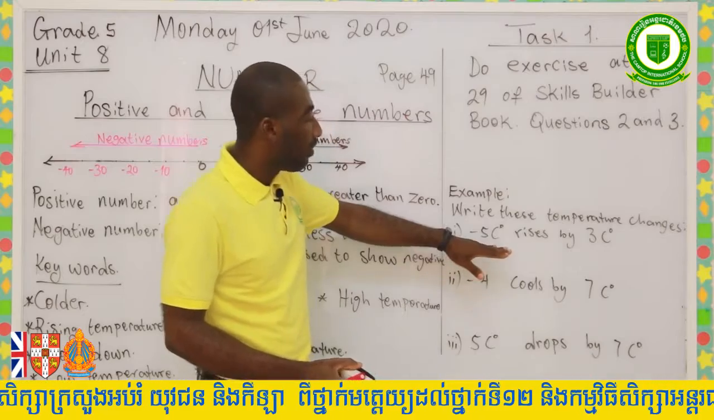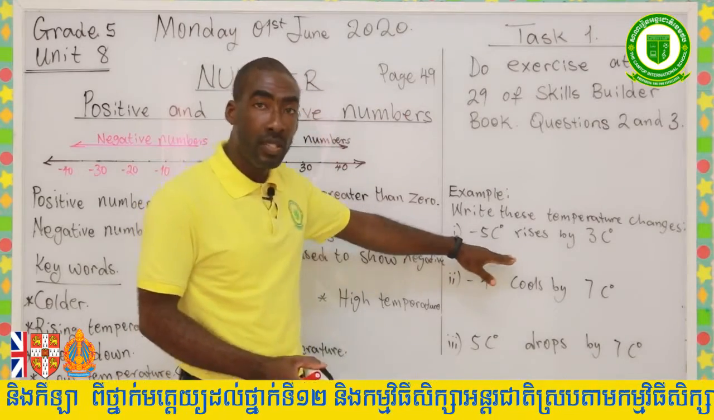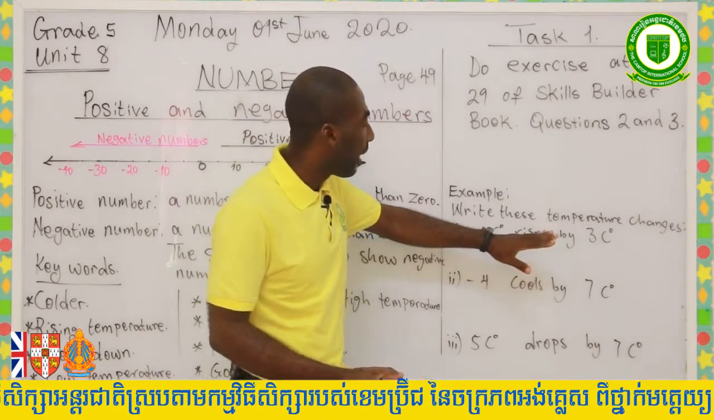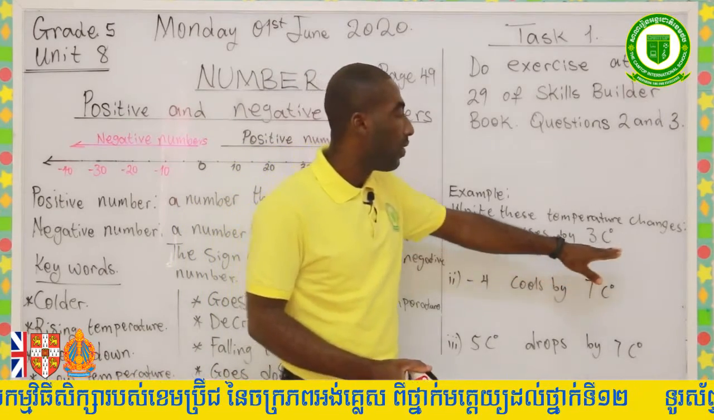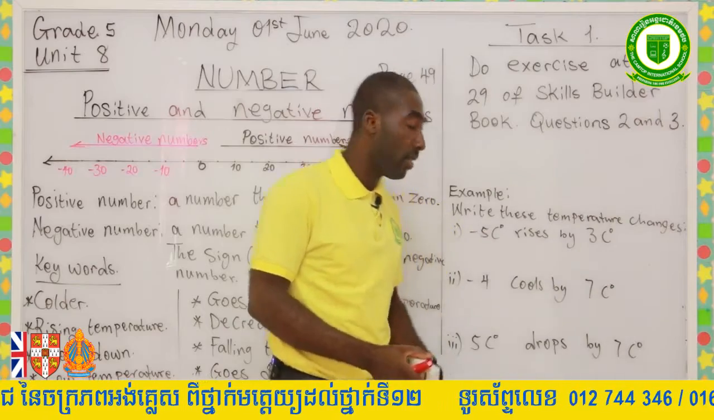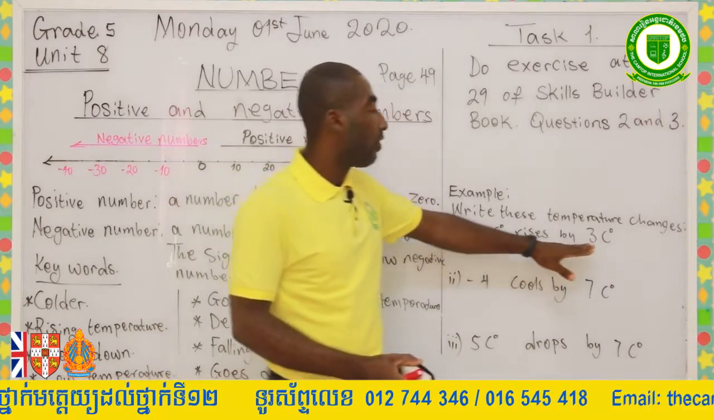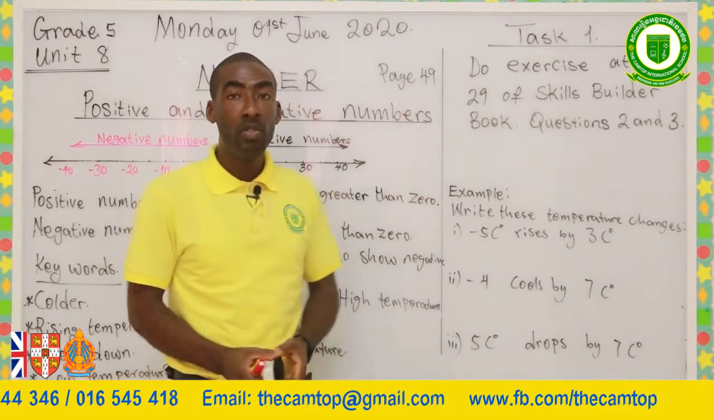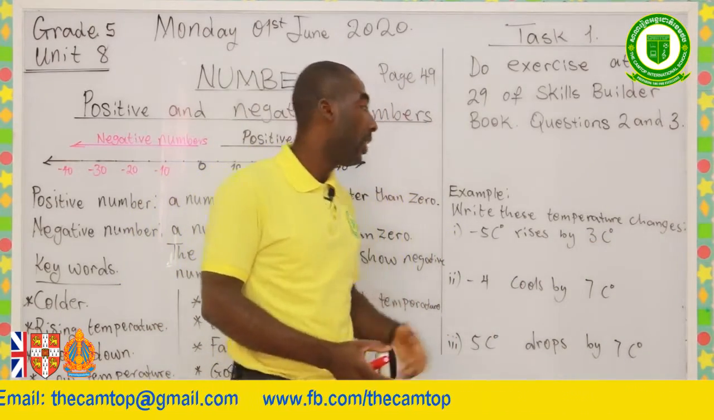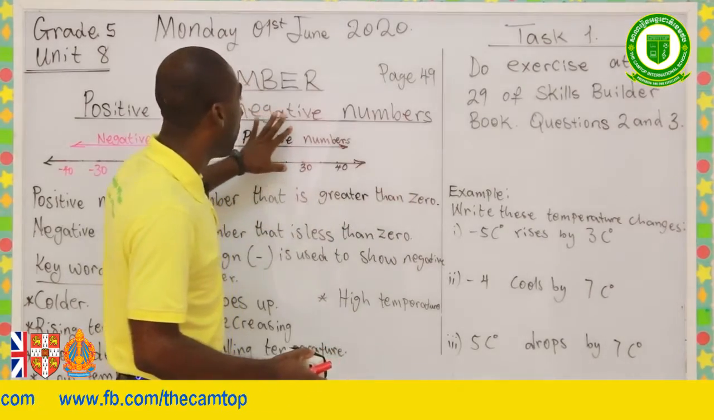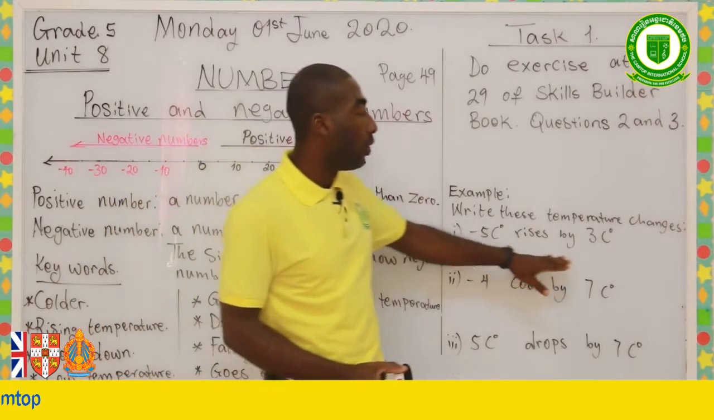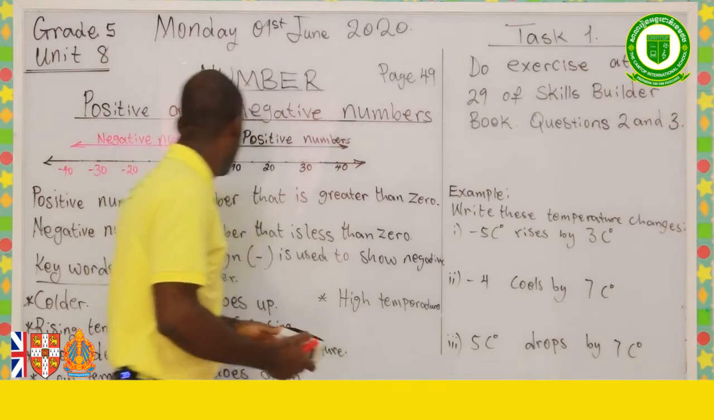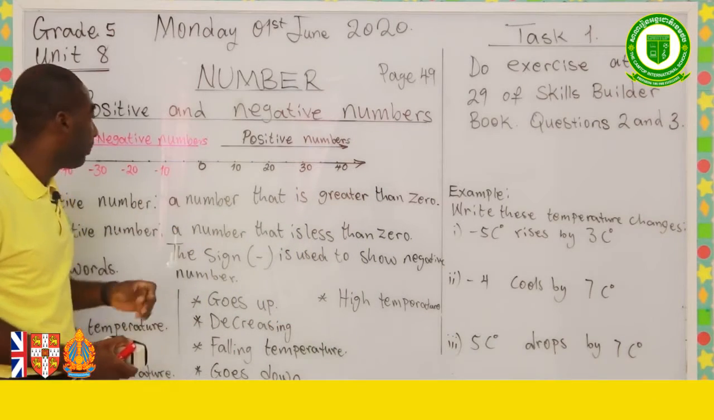At a place we have -5 degrees Celsius and the temperature has risen by 3 degrees Celsius. So how do you find the new temperature of the area? This is where we are going to do some calculations. Either we relate it to our number line or we do addition to find our answers. Okay, so let's look at our number line here.